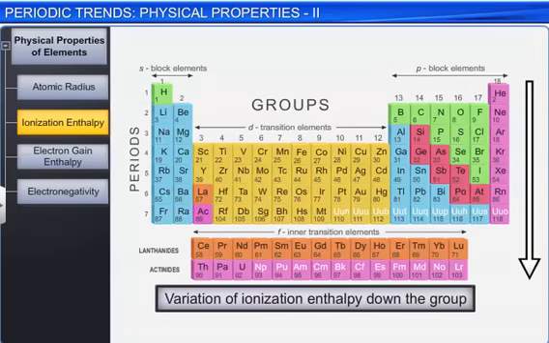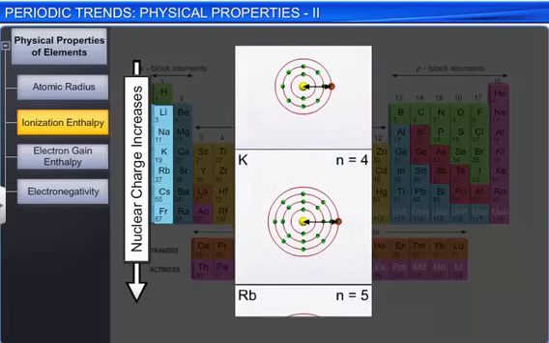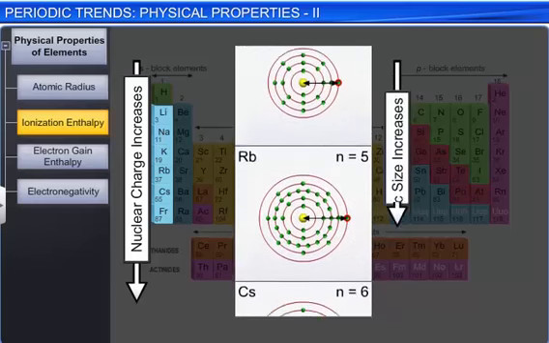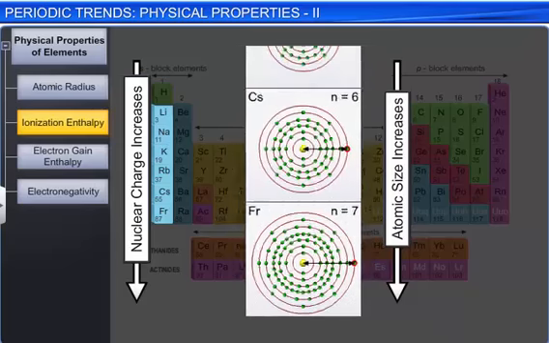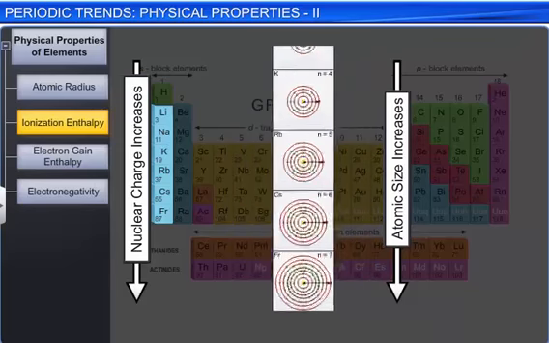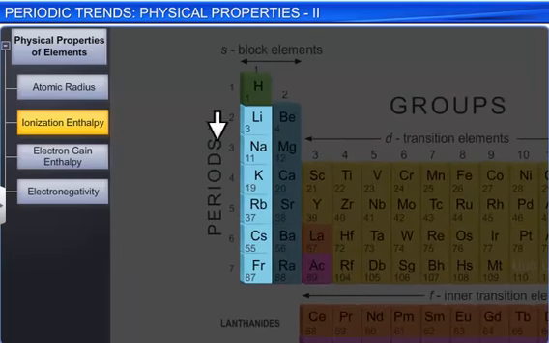Let's now discuss the variation of ionization enthalpy down the group. As we go down a group, although the nuclear charge increases, the size of an atom and the shielding effect also increase with the increase in the number of shells. Due to this, the nuclear attraction on the outermost electron is decreased. Thus, removing such an electron requires less energy and hence ionization energy decreases down a group.